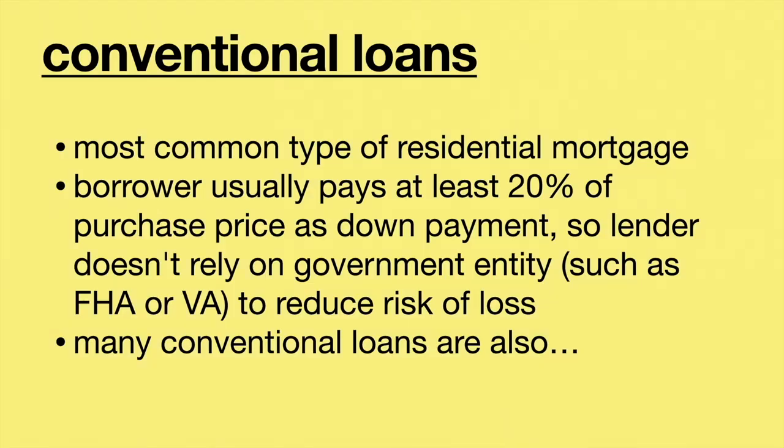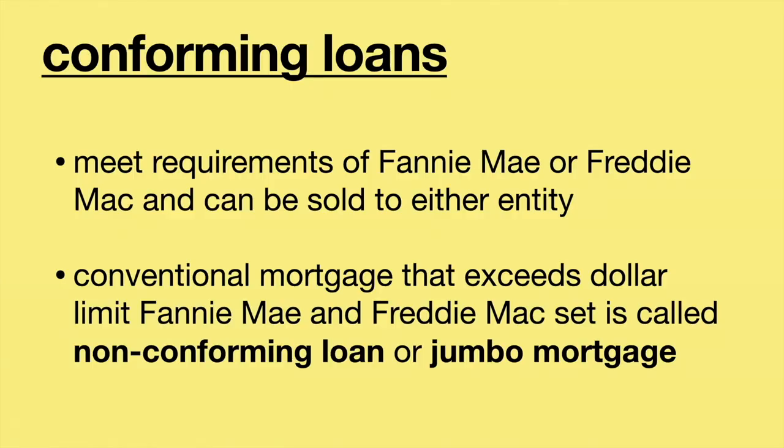Types of loans. Conventional loans are the most common type of residential mortgage. The borrower usually pays at least 20% of the purchase price as down payment, so the lender doesn't rely on a government entity, such as FHA or VA, to reduce the risk of loss. Many conventional loans are also conforming loans, meaning they meet the requirements of Fannie Mae or Freddie Mac and can be sold to one of these entities. A conventional mortgage that exceeds the dollar limit Fannie Mae and Freddie Mac set is called a non-conforming loan or a jumbo mortgage.